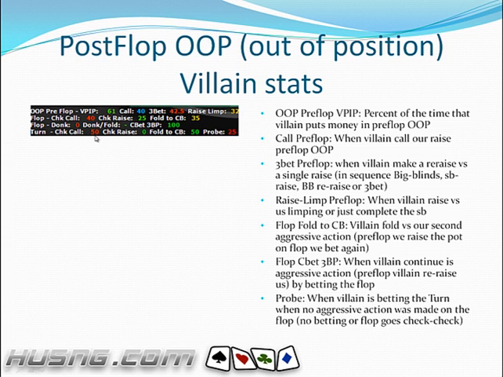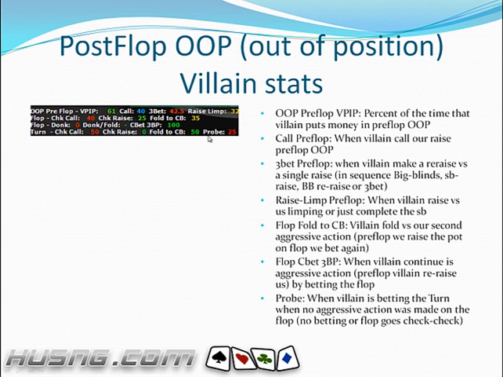Whenever the villain is check calling a turn c-bet, so we raise pre-flop, we c-bet on the flop, and whenever we c-bet the turn, he's check calling there. Check raise, whenever the villain is check raising on the turn versus a bet. Fold c-bet, whenever the villain is calling a c-bet on the flop, then folding on the turn, this is the number of times he folds.